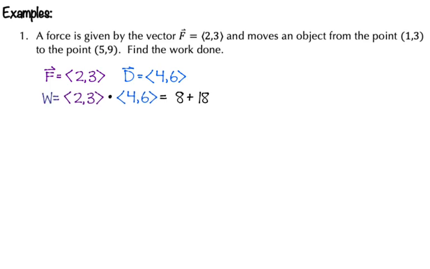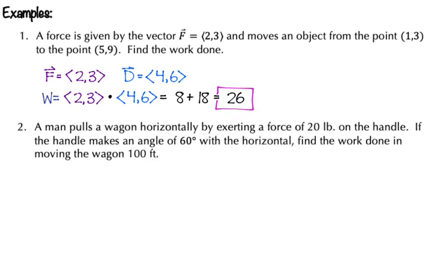We are now going to do the work for that, which is the dot product of those two vectors, and we get 26. There's no units of measure given in the problem, so there are no units of measure in the answer. But let's look at this second one. This one has more information on the units.